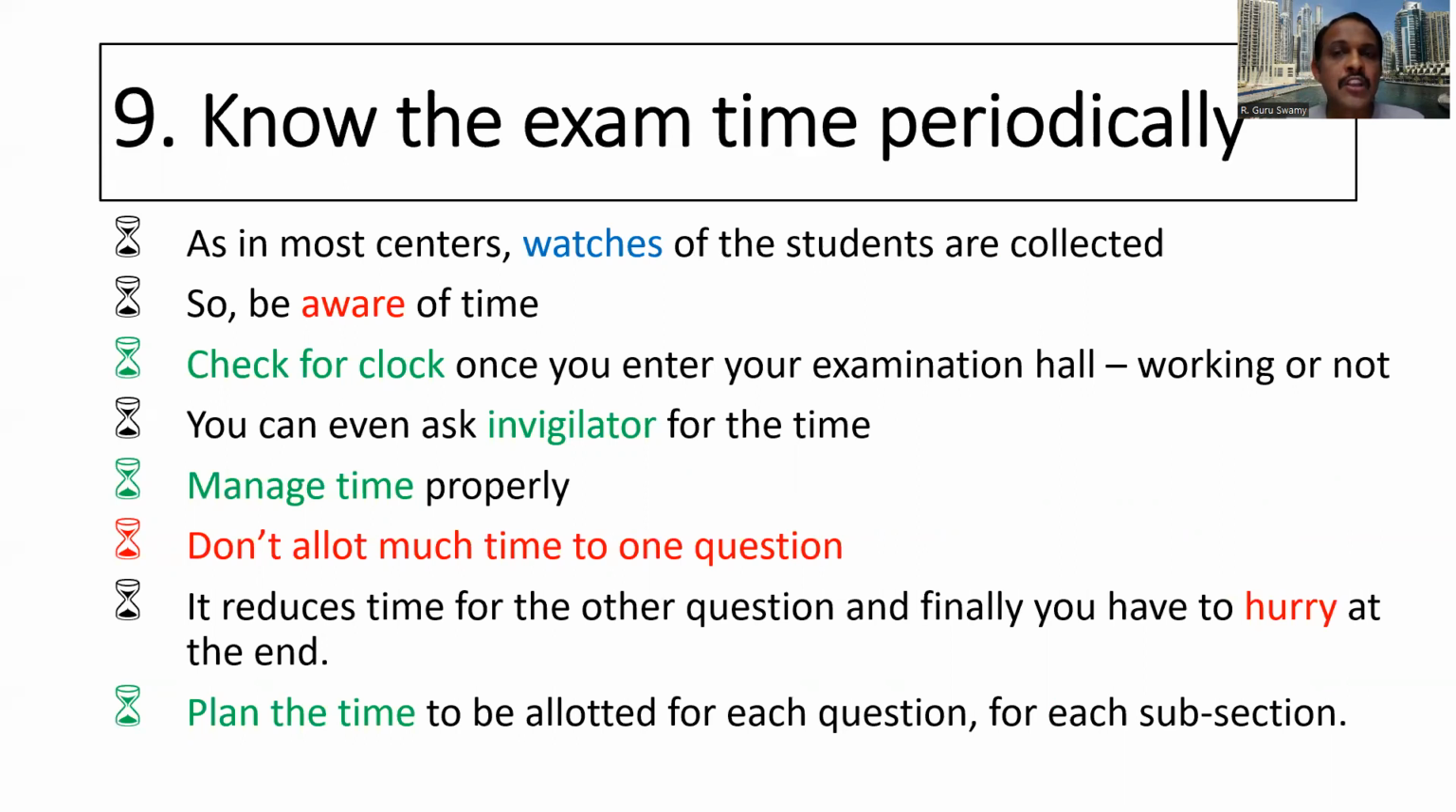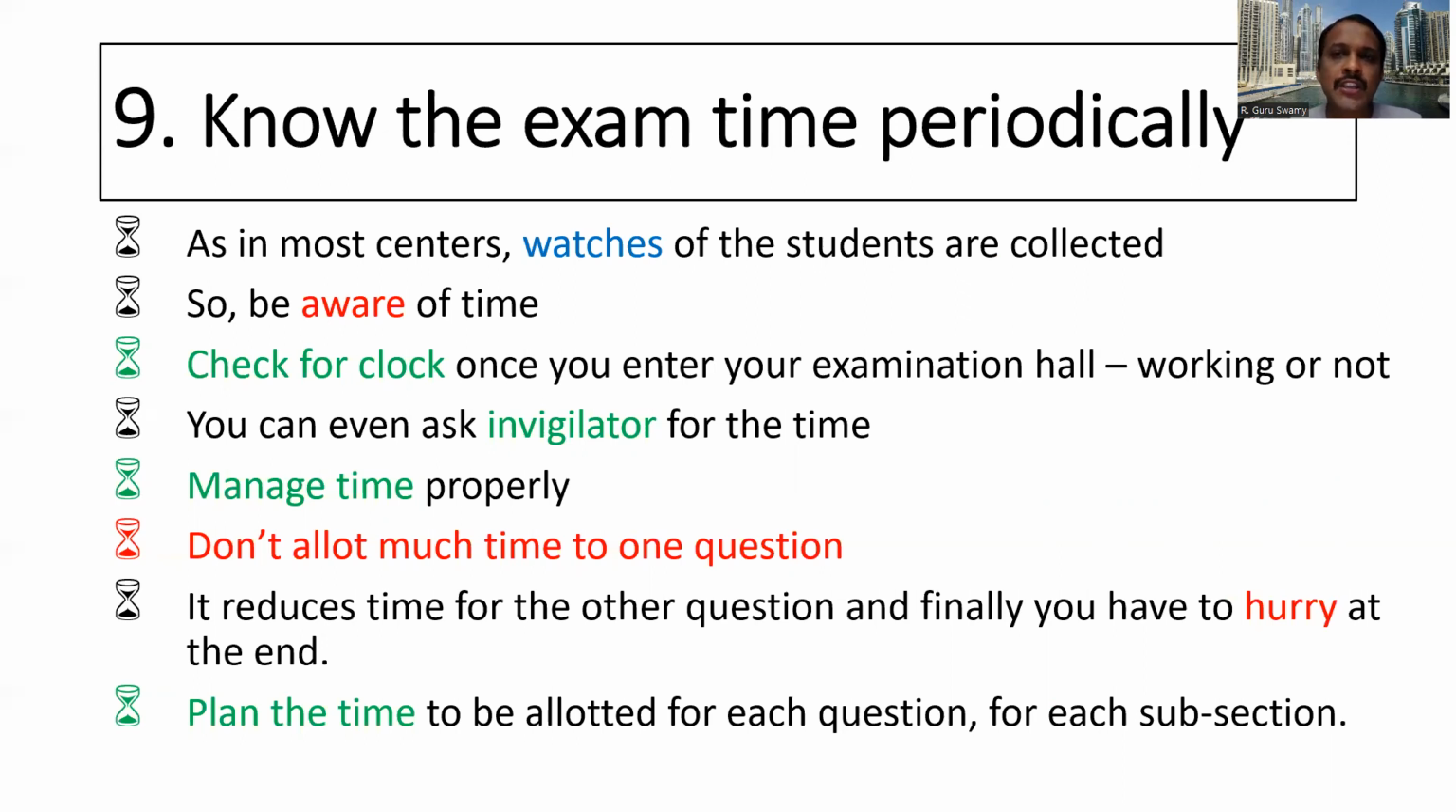What is the planning? You sit for 3 hours. 3 hours means how many minutes? 3 into 60, so you have 180 minutes of time. And how many questions have to be answered, based on your A bit, B bit subsections. So divide your total time by the number of questions you have to answer, and you get the time to be allotted for each question.